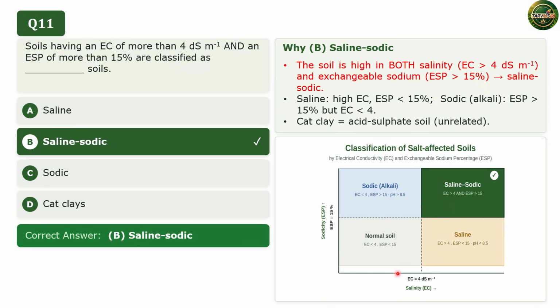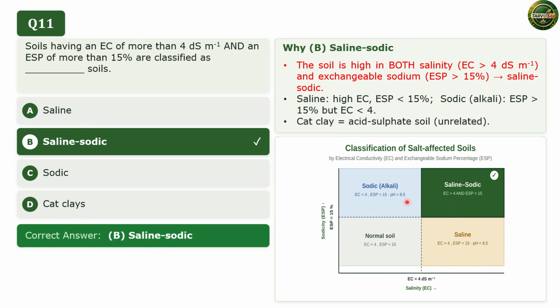When the EC is increasing, that is more than 4 decisiemens per meter, the salinity of the soil will increase, but ESP and pH will be less than the threshold level. And when the ESP increases, that is more than 15 percent, the sodicity of the soil will increase. Along with the sodicity, the alkalinity will also increase because the sodium will react with the water and increase the alkalinity of the soil. That is, pH will increase to more than 8.5.